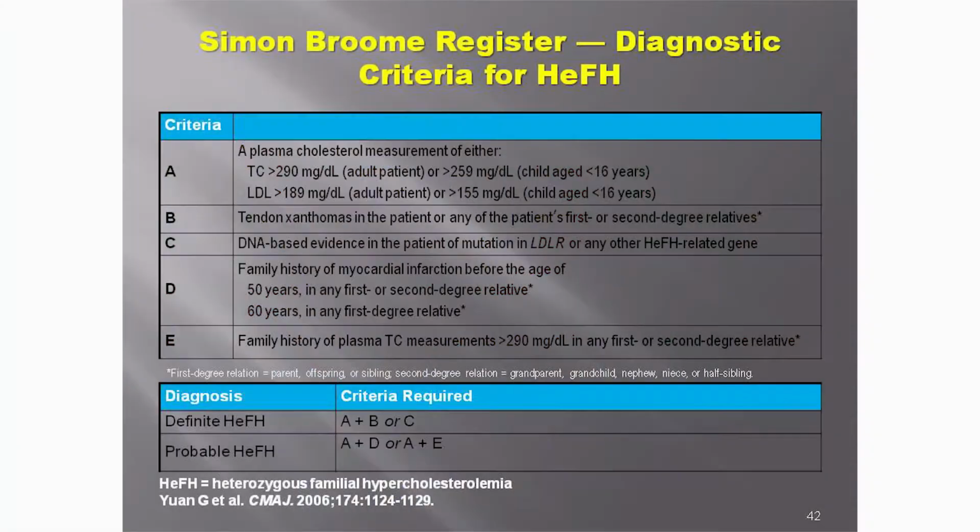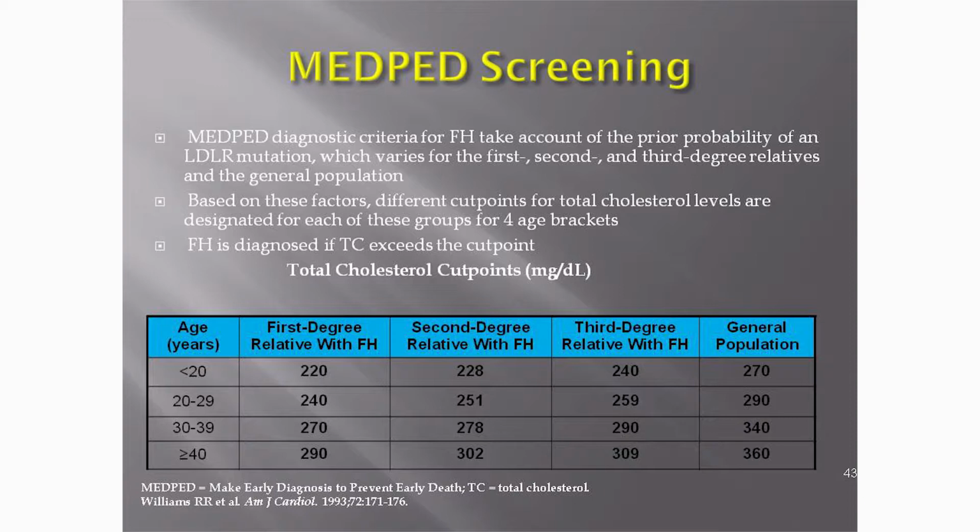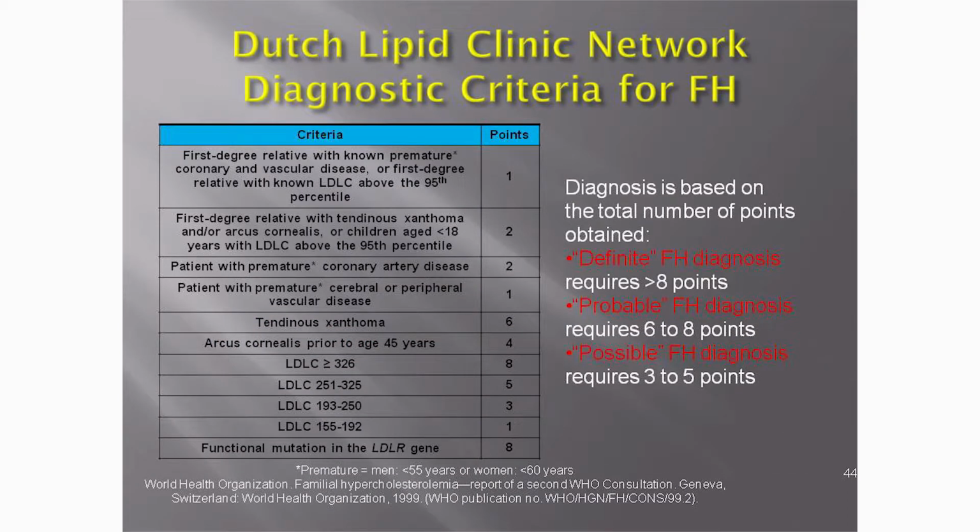The next slide shows the Simon Broome register, and you could plug her into this and you'll see she definitely has met criteria for heterozygous FH. Next is MedPed, met it there. And finally is the Dutch Lipid Clinic, and if you plug her into that, she's very well met that as well.